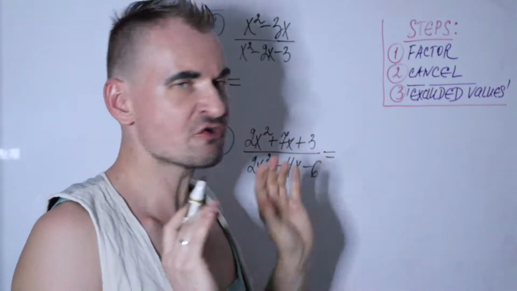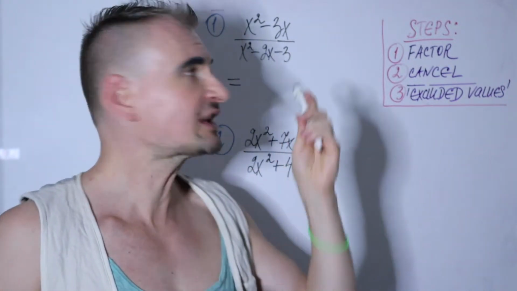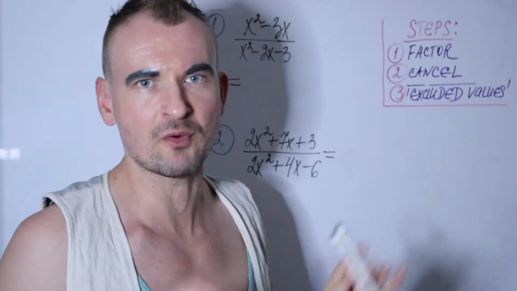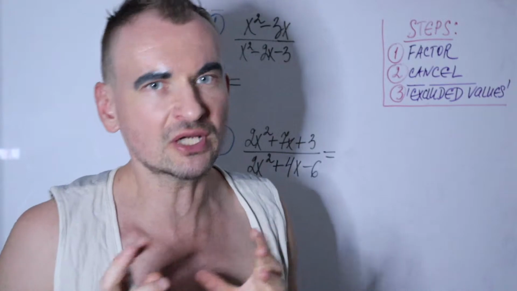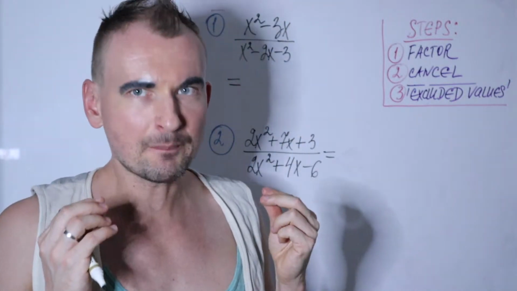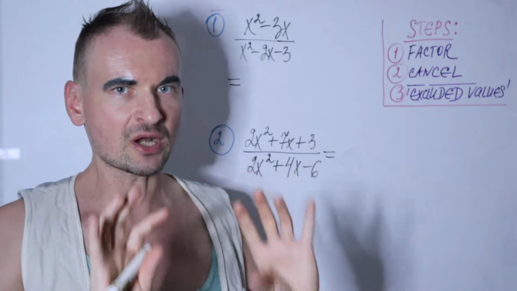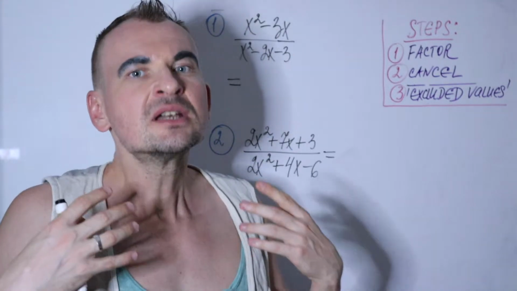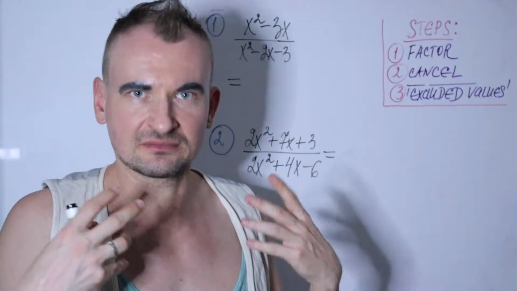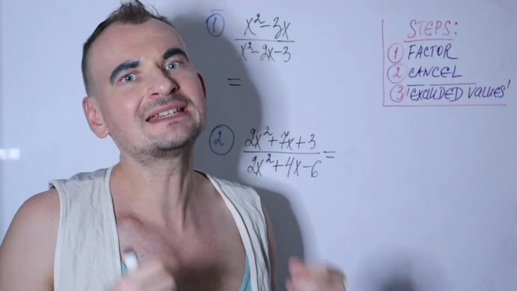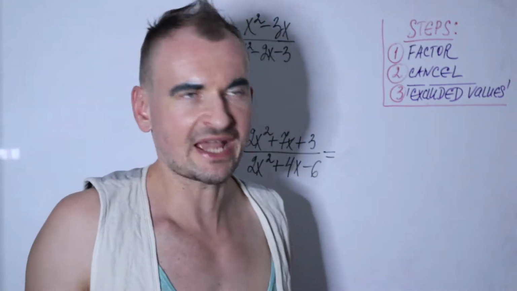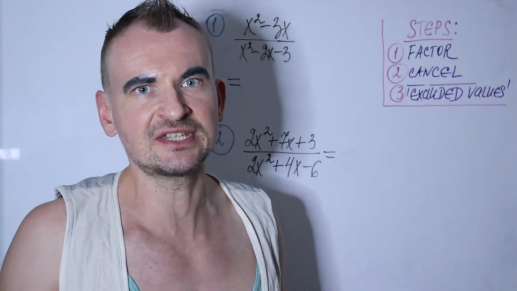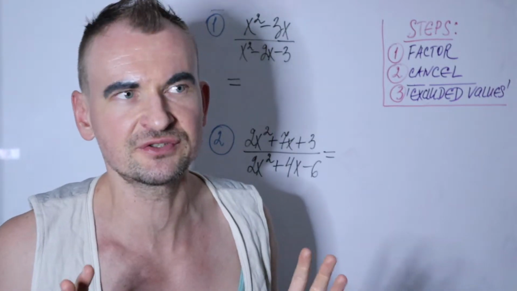The first step, you factor as much as you can. You factor the top of your fraction, and you factor the bottom of your fraction. Sometimes you cannot, sometimes you can, but the point is you have to do factoring as much as you can. After factoring, hopefully common factors might pop out at you, and you could cancel.